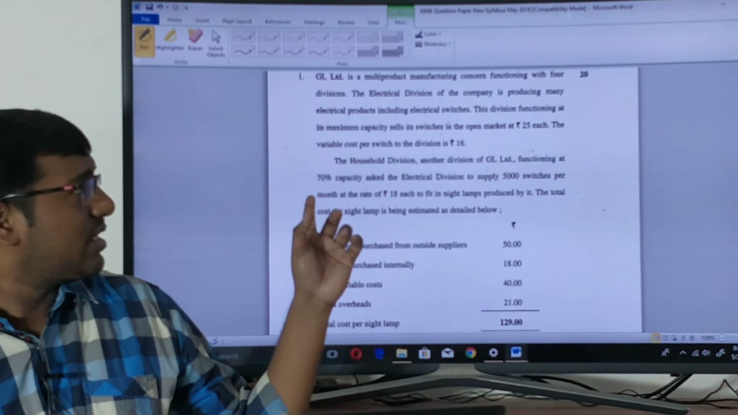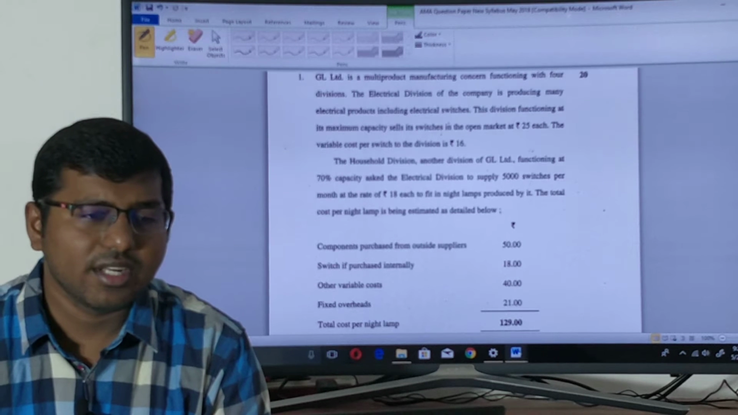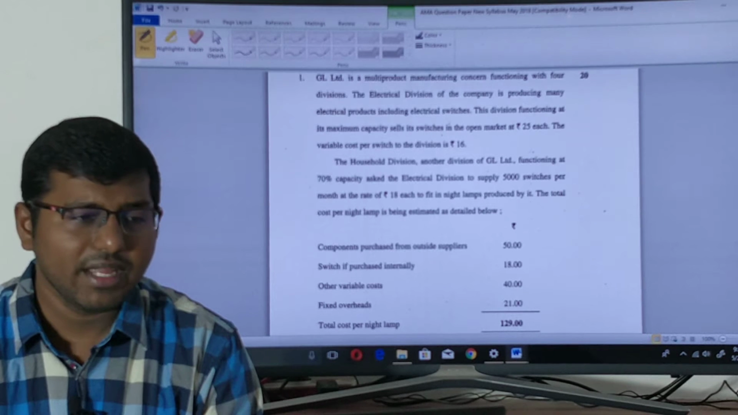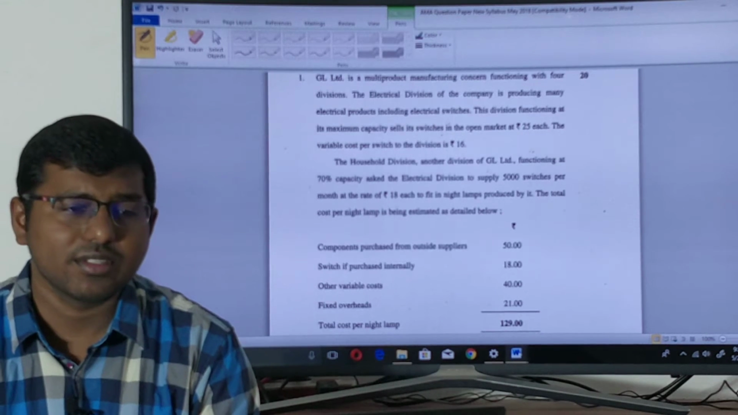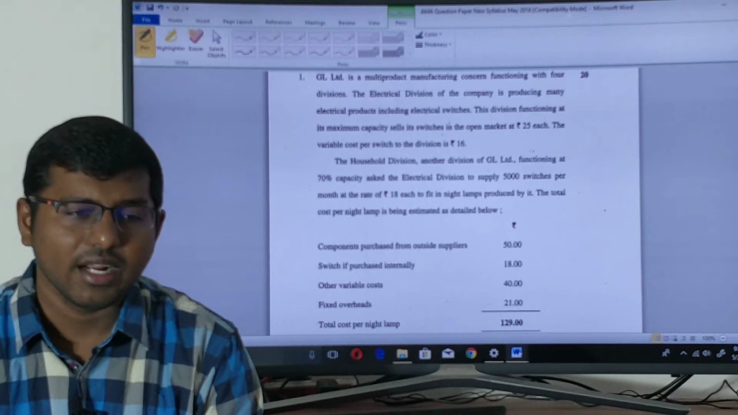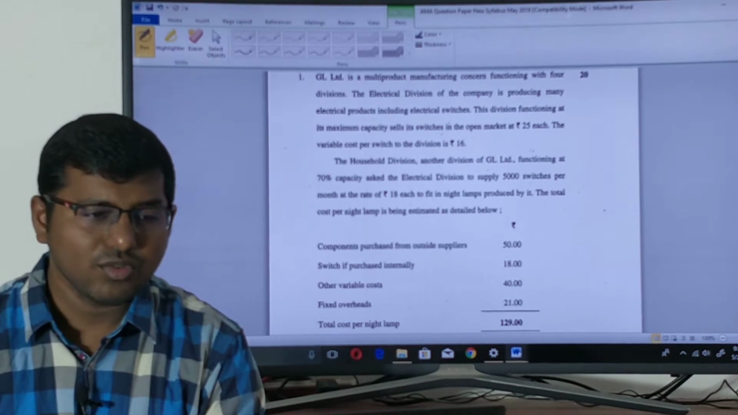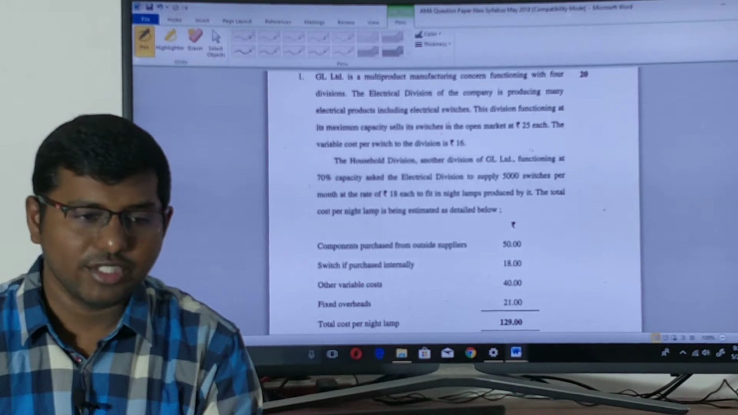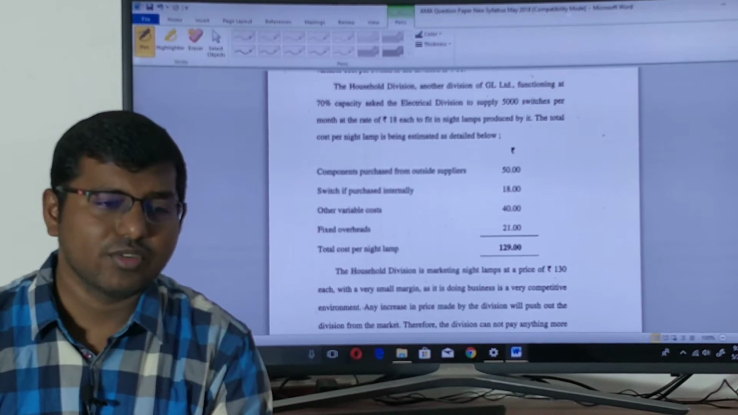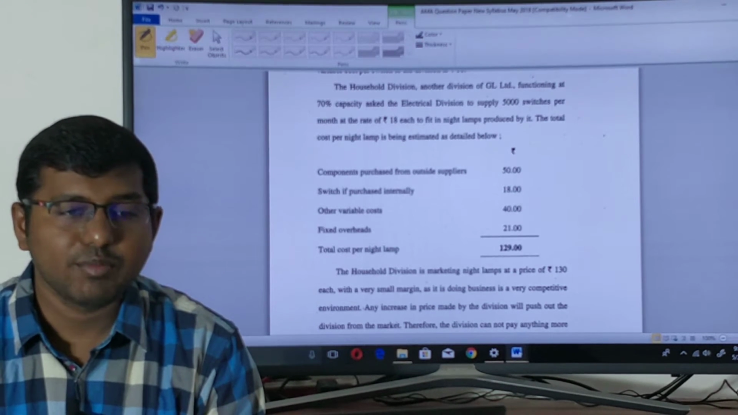As you can see here, that's the first question, guys. Let's read it. GL Limited is a multi-product manufacturing concern functioning with 4 divisions. The electric division of the company produces many electrical products, including electrical switches. This division, functioning at its maximum capacity, sells its switches in the open market at 25 each. The variable cost per switch to the division is 16. The household division, another division of GL Limited, functioning at 70% capacity, asked the electrical division to supply 5,000 switches per month at the rate of 18 each to fit in the night lamps produced by it.